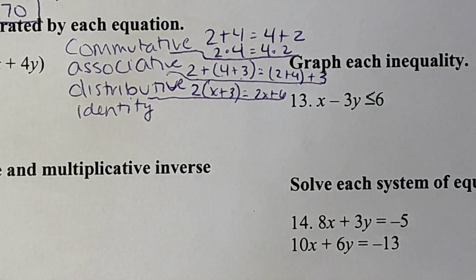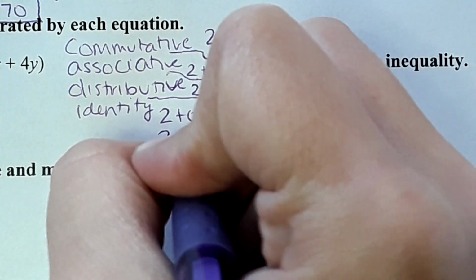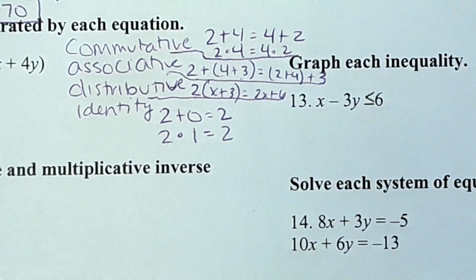And then identity, I remember because the number keeps its identity. For example, 2 plus 0 equals 2, keeps its identity. Or 2 times 1 equals 2, again, it keeps its identity.